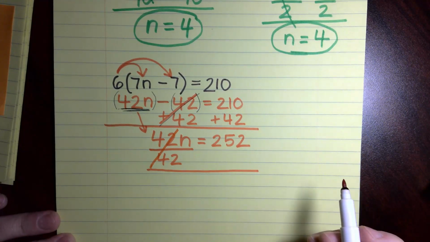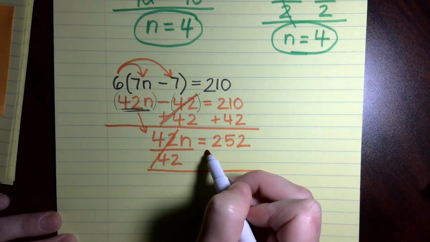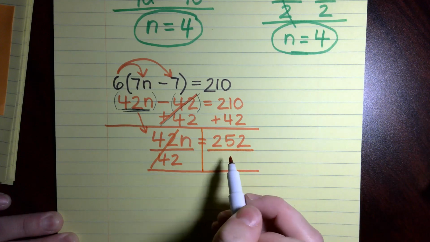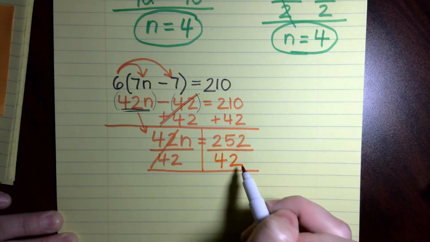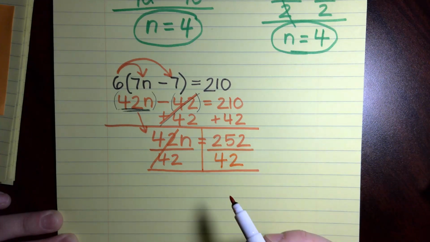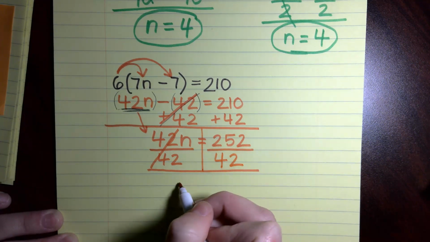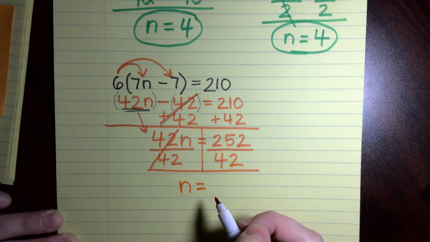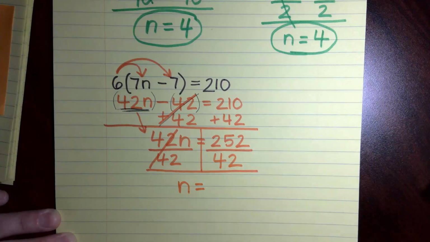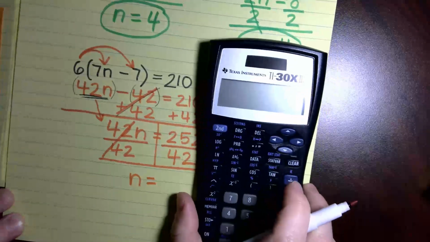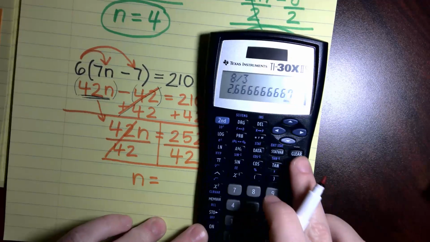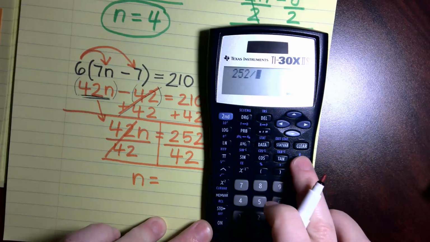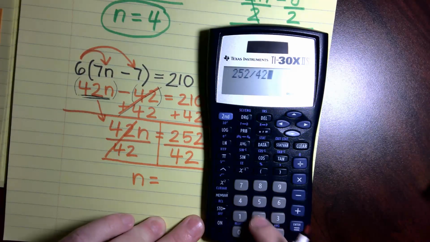What else do I need to do here? Yes, I did it on one side of my equation. I have to do it on the other side. And then what is 252 divided by 42? What'd you say? 63? Did we all get 63? I'll check. Oh, I see what I did. Let's see. I got 252 divided by 42.